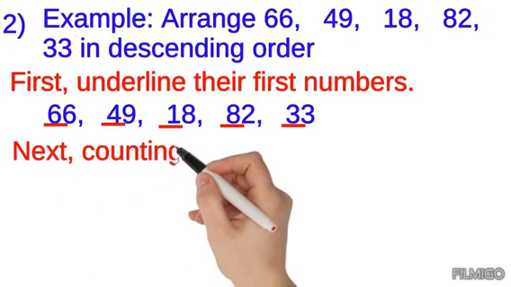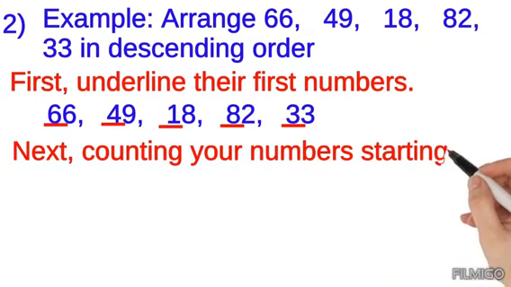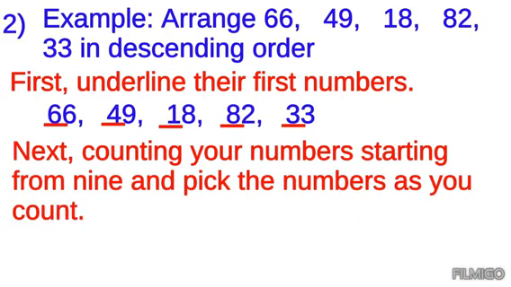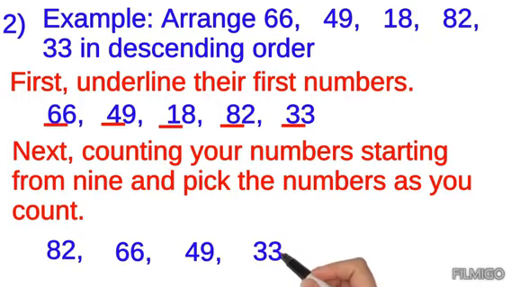Next, counting your numbers starting from 9 and pick the numbers as you count. Remember, we are counting backward. So there is no 9, but there is 8. So we have 82. There is no 7. There is 6. We have 66. There is no 5. There is 4. We write our 49. There is 3. We're going to write our 33. There is no 2, but there is 1. So we're going to write our 18. So that is backward descending order.